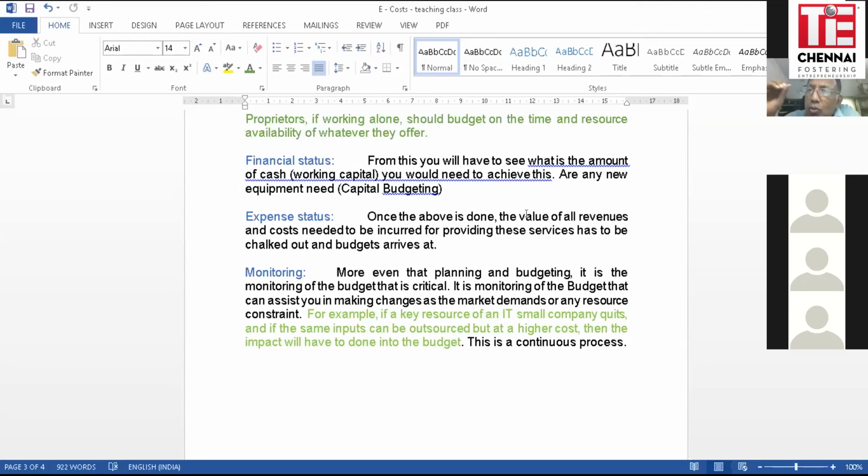If a key resource in an IT company goes, let's say you're running a small IT company, there are three or four of you, and one person decides to leave for better prospects or whatever it is. He or she was getting a salary of maybe 20,000 or 30,000 a month. Now she's quit. Yes, you can get it done through outsourcing. You know somebody else who will do it for you. But that's going to cost you more than what it would have cost you had you paid your salary. Then the impact has to be brought into the budget.